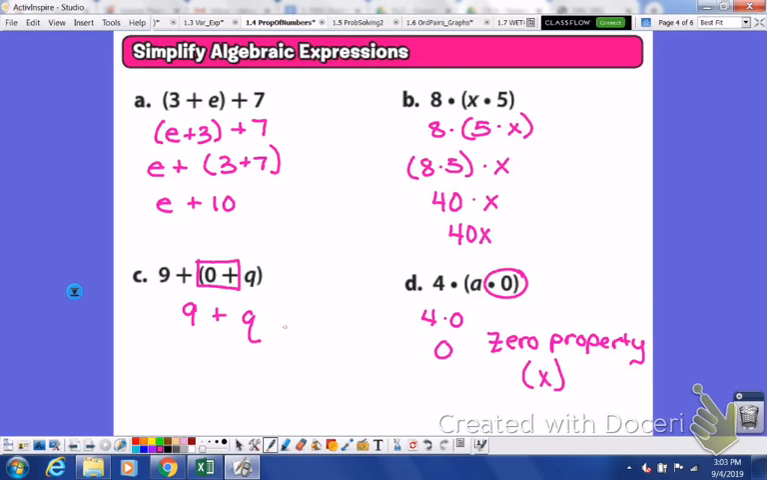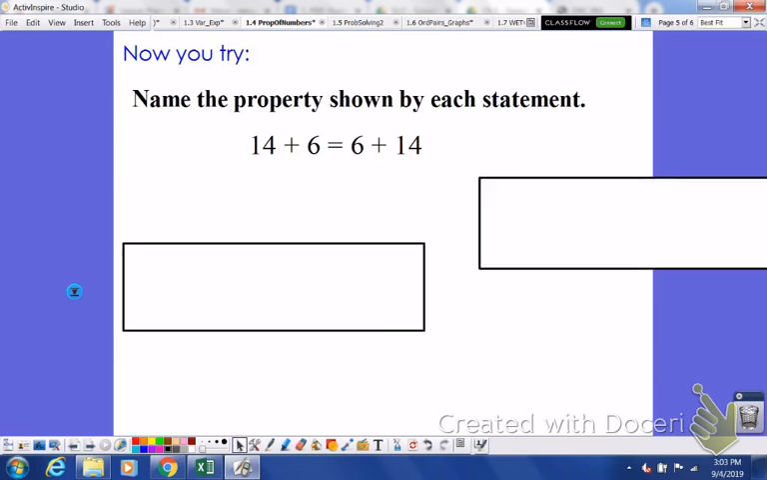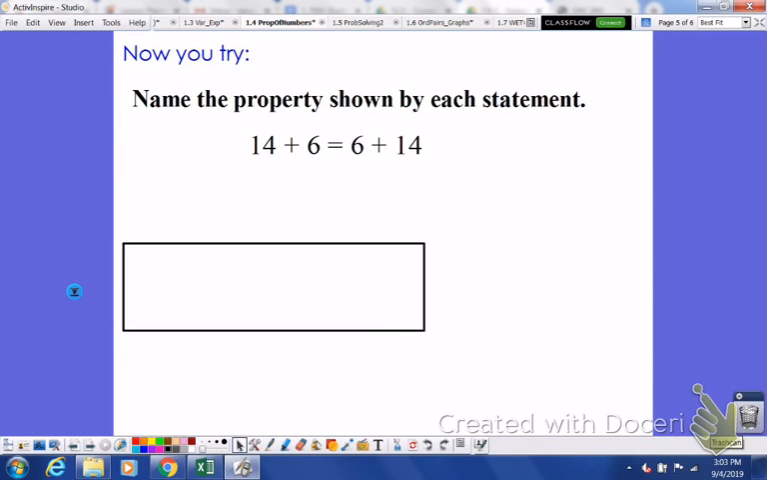But that is the end of the notes that we're doing together. So try a couple out on your own. I have 2 quick ones here for you. First, I want you to name the properties shown in each statement. So I have 4 plus 6 equals 6 plus 14. So go ahead and write this, and then write the property underneath it.